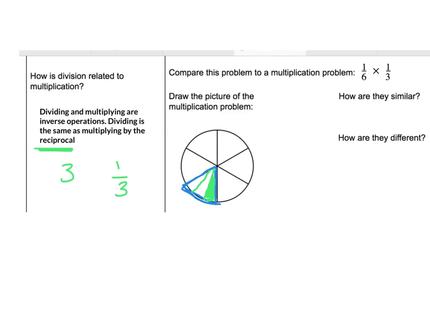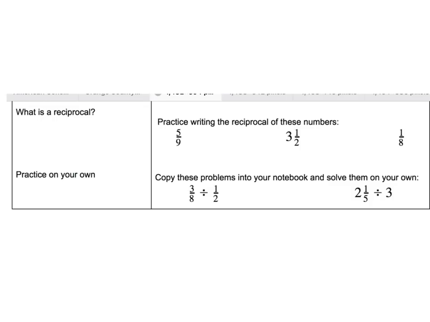I want you to pause the video for a moment now and explain how dividing and multiplying are similar and how they're different. Okay, so what is a reciprocal? Well, a reciprocal, similar to what we said before, is really just the number that we're dividing by gets flipped upside down. So if we have 5/9, the reciprocal of 5/9 would be 9/5.